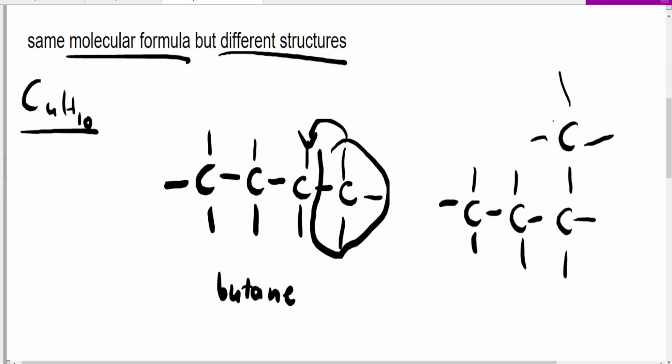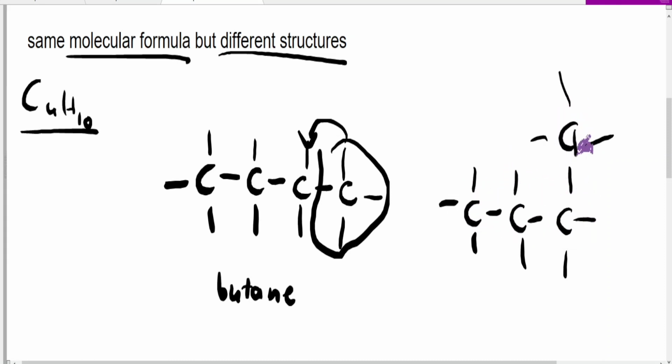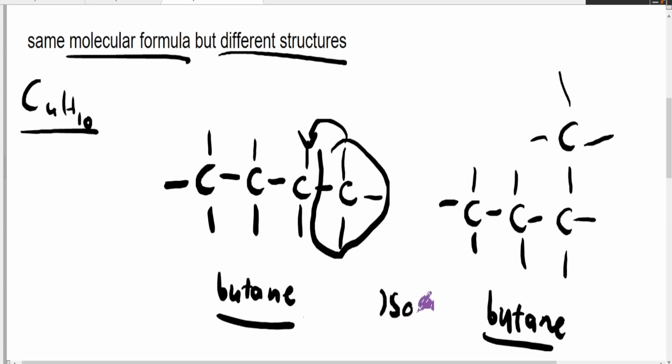So this would still be read as butane because this is still an unbroken carbon chain, right? So this does not have any branches. I can read it like this: meth, eth, prop, bute, ane. So this has the same name. That means if a compound has similar names, they are not isomers. So these two are not isomers of each other.